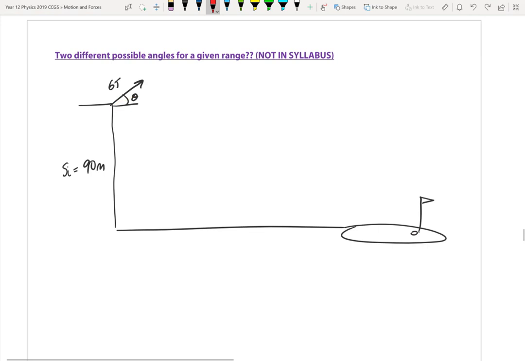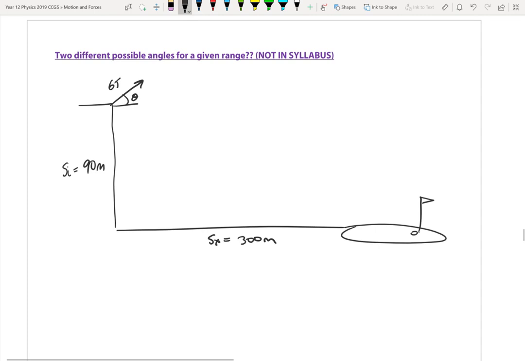Or you could hit it at a low angle. It spends less time in the air, but it has a greater horizontal component. So it still is able to travel the same horizontal distance. We need to know that Sx is, I've got here, 300 meters from the hole. Okay?